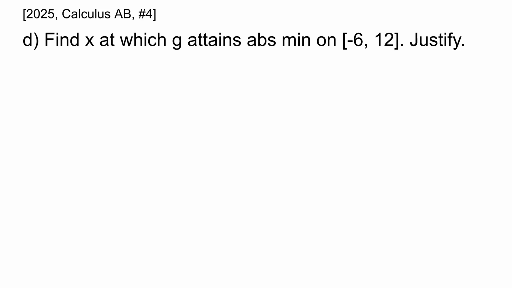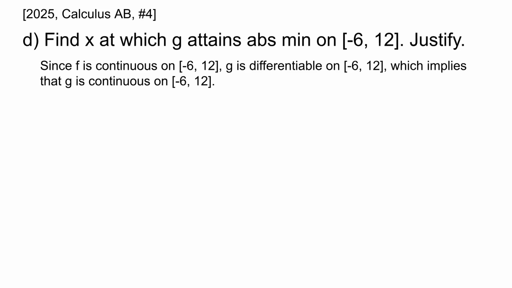In part D of this question, we are asked to find the x value at which g attains its absolute minimum value on the closed interval from -6 to 12 and to justify our conclusion. Since f is continuous on the closed interval from -6 to 12, g is differentiable on the closed interval from -6 to 12, which implies that g is also continuous on the closed interval from -6 to 12.